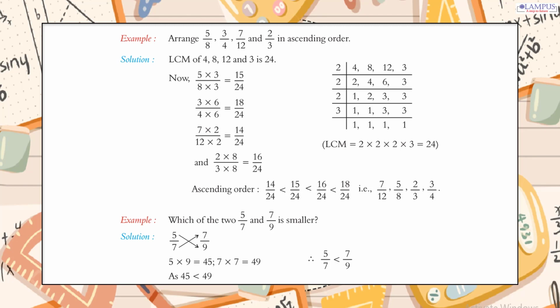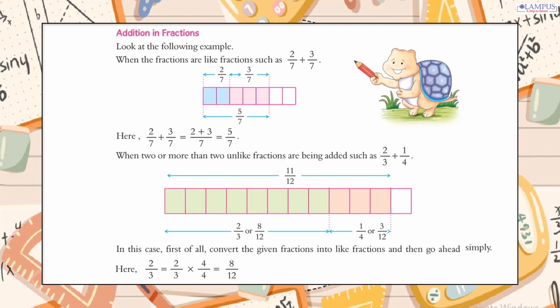Example. Which of the two, 5 by 7 and 7 by 9, is smaller? Solution. 5 times 9 equals 45, 7 times 7 equals 49, as 45 less than 49, therefore, 5 by 7 less than 7 by 9.